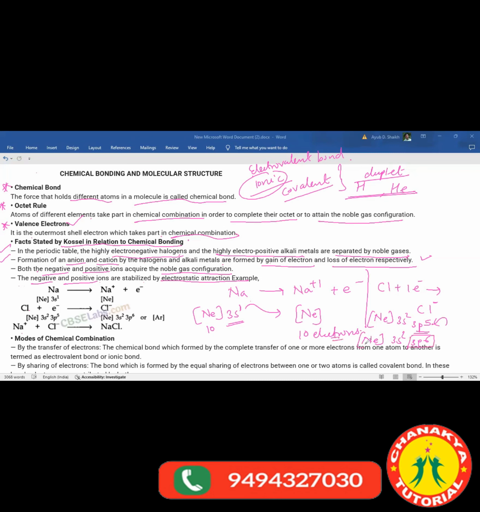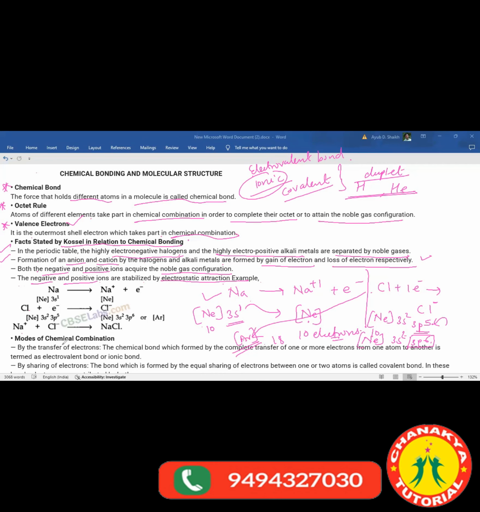If you count, these are the 10 electrons of neon, then 12 and 6, that is 18. So 18 electrons are present, which is equivalent to the argon gas configuration, a noble gas. In both cases, sodium by losing an electron converts into neon, the inert gas configuration, and chlorine by gaining an electron converts into argon.